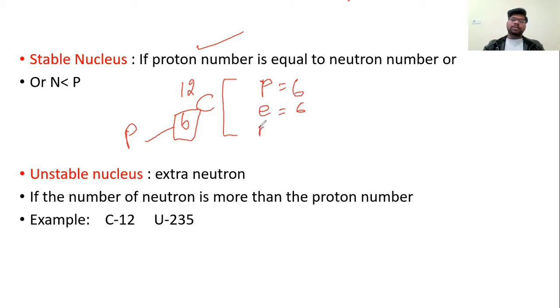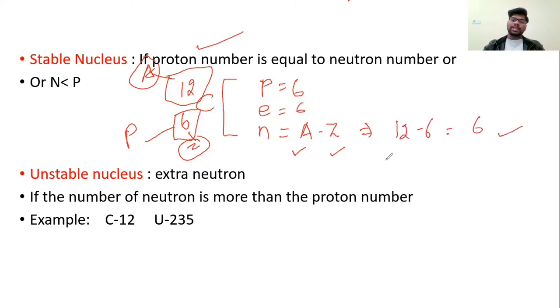Then how do you find neutrons? Now you have to find the neutron number. The neutron number is found by the easy method: atomic mass minus atomic number. Here atomic mass is denoted by A, and the atomic number, what we call the proton number, is denoted by Z. So here 12 is the atomic mass A, and 6 is Z, the atomic number or proton number. So 12 minus 6 is 6. So there are 6 protons, 6 electrons, and 6 neutrons present inside the carbon atom.